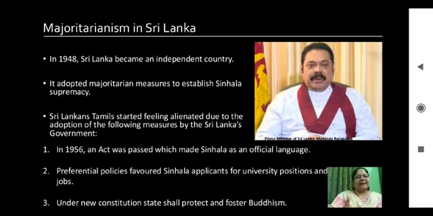The first one is that in the year 1956, an act was passed which made the Sinhala language the official language of the country. Second one, they started preferential policies. They started preferring the Sinhalese people in matters of university admissions and government job positions and so on. And the third one, the new constitution which was created said that Buddhism becomes the state religion, and the state, meaning the political structure I'm talking about here, shall foster and protect Buddhism.